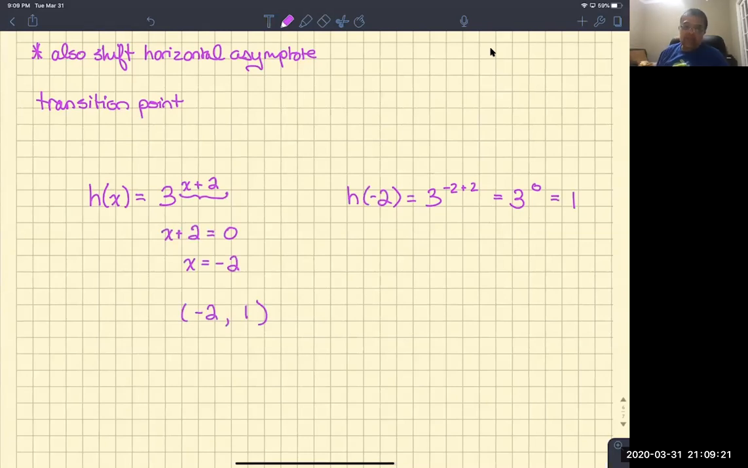So to find the transition point, make the exponent equal to 0 and solve. That'll give you the x coordinate of the transition point. To find the y coordinate of the transition point, whatever you get for x, plug it into the equation. So let's do another example.